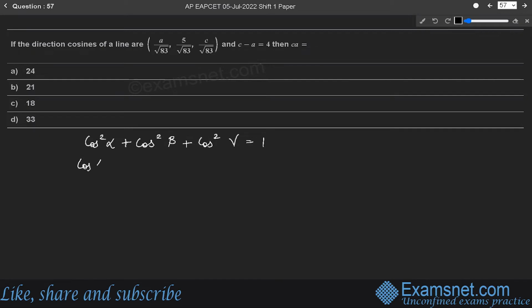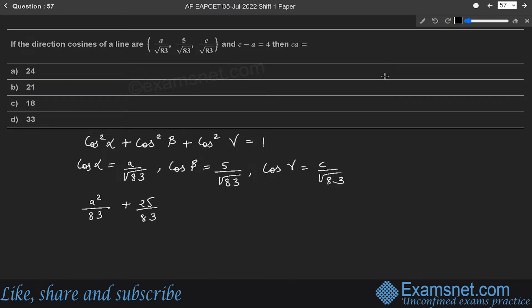Here, cos alpha is equal to a upon square root 83. Cos beta is equal to 5 upon square root 83. And cos gamma is equal to c upon square root 83. Substituting this value in this equation for direction cosines, we will get a square upon 83 plus 25 upon 83 plus c square upon 83 is equal to 1.